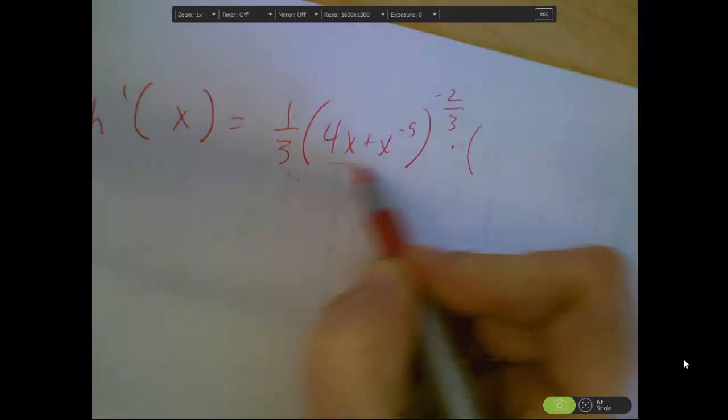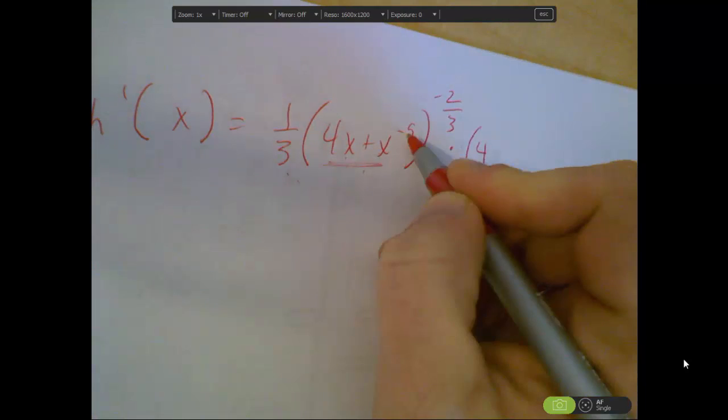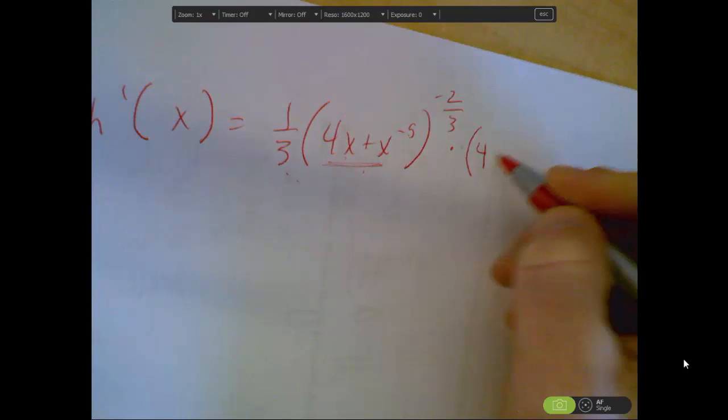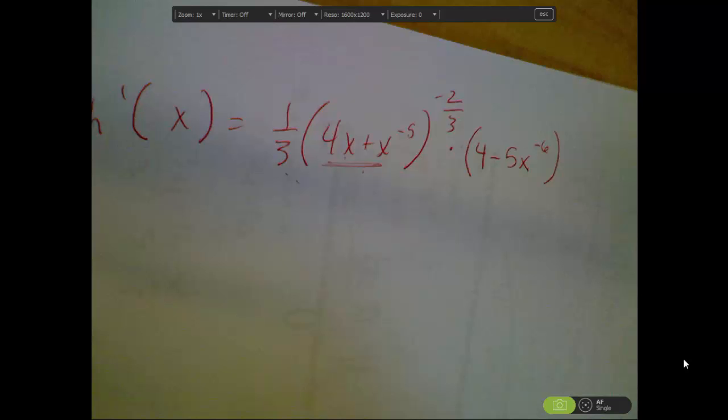Now you have to multiply by the derivative of the inside. Derivative of 4x is 4. Derivative of x to the negative 5: the negative 5 comes down in front, so I'm going to write minus 5x to the negative 6. So that's the derivative.